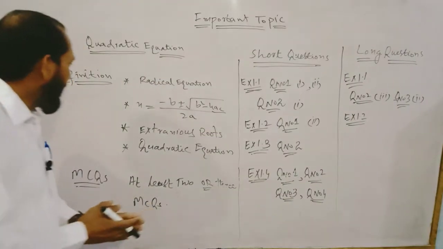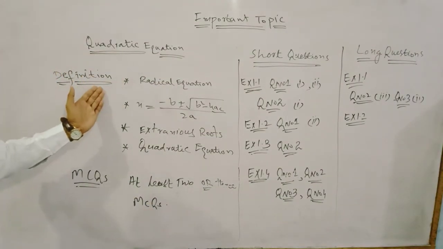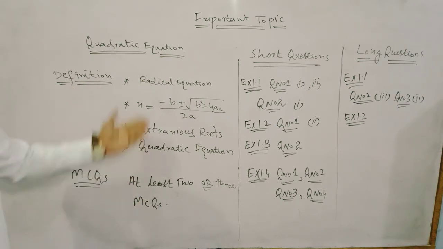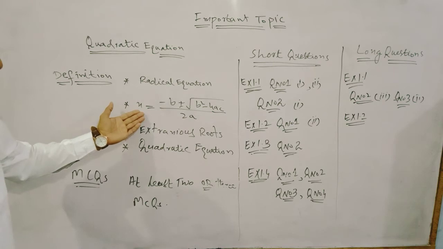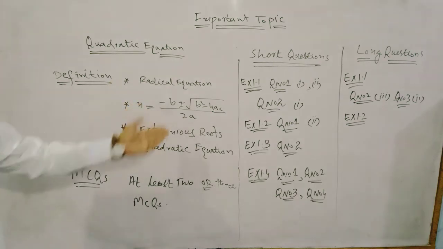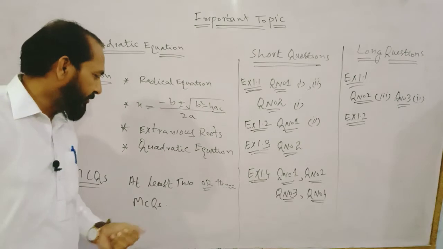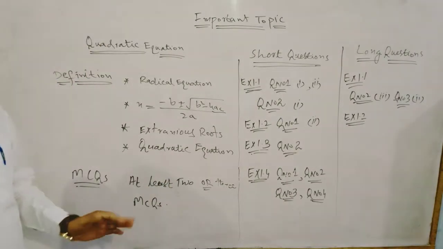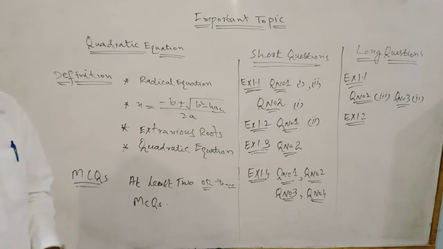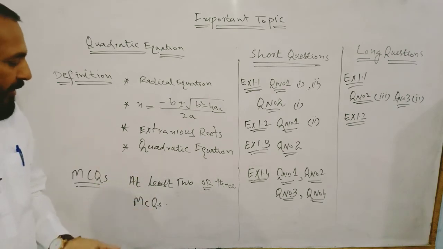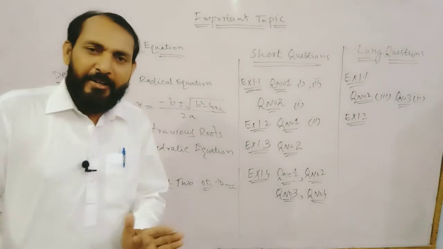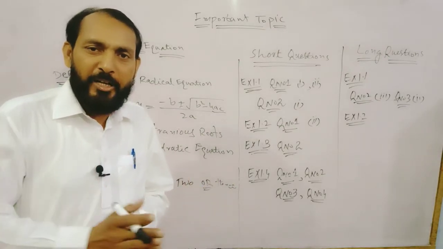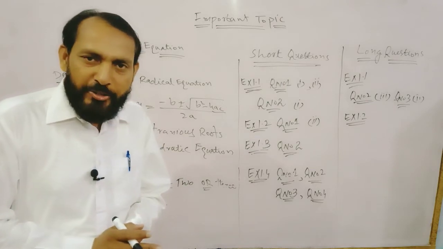I define it again. First, definitions, which we also call short questions: radical equation, and secondly quadratic formula, and thirdly extraneous root, and fourth quadratic equation, and secondly MCQs. We know that MCQs will come in the exam. In our country, the paper contains 3 sections. First is MCQ, second is short question, and third is long question.